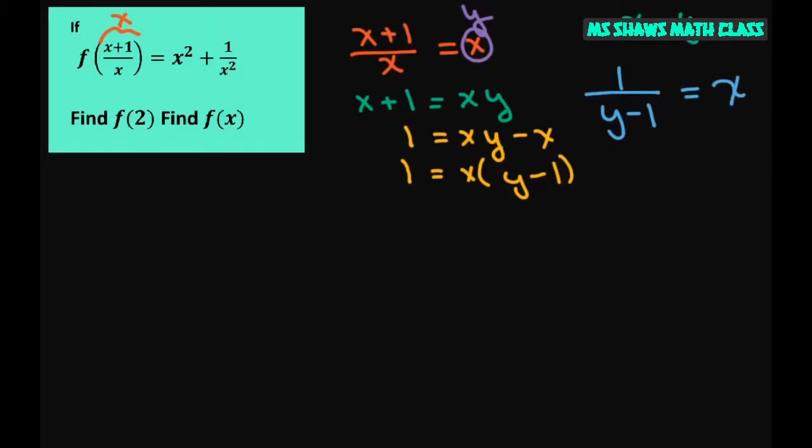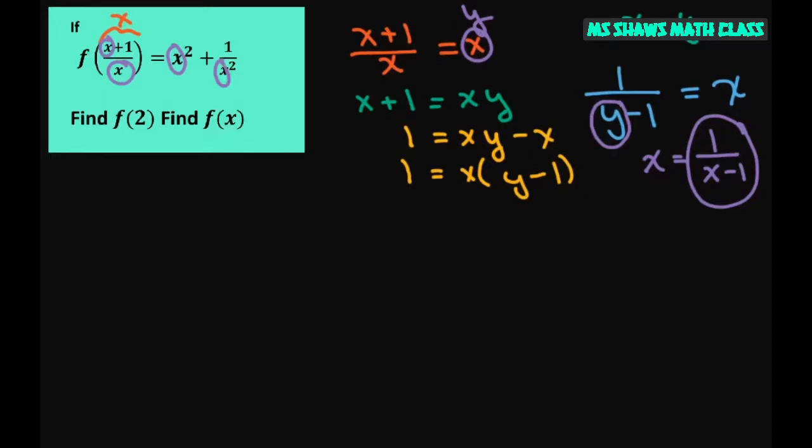Now we really don't want the y. So what I'm going to do is switch this y back to x. So we have x equals 1/(x minus 1). And that's what I'm going to plug in to every single one of these x's.